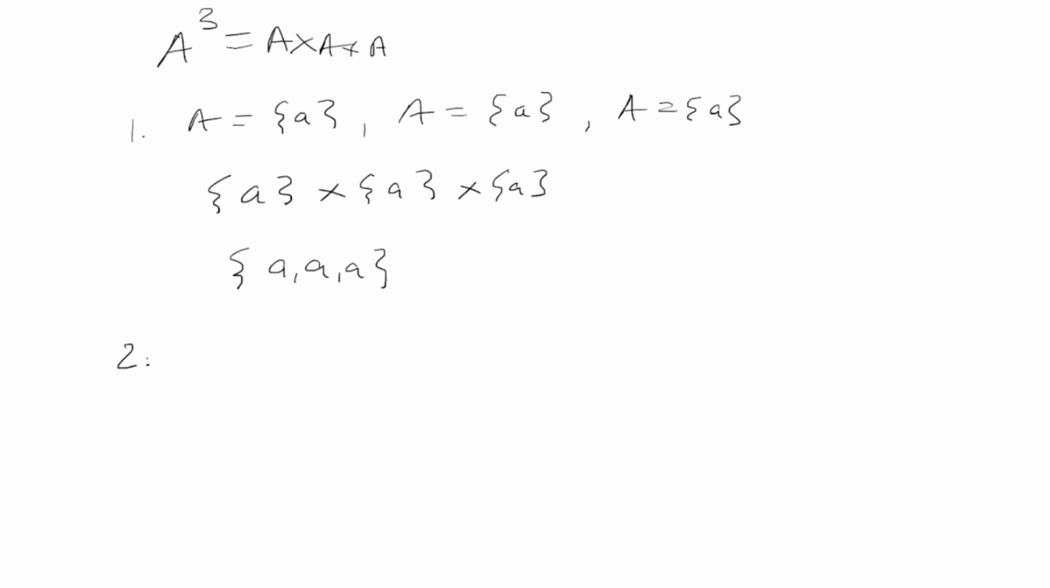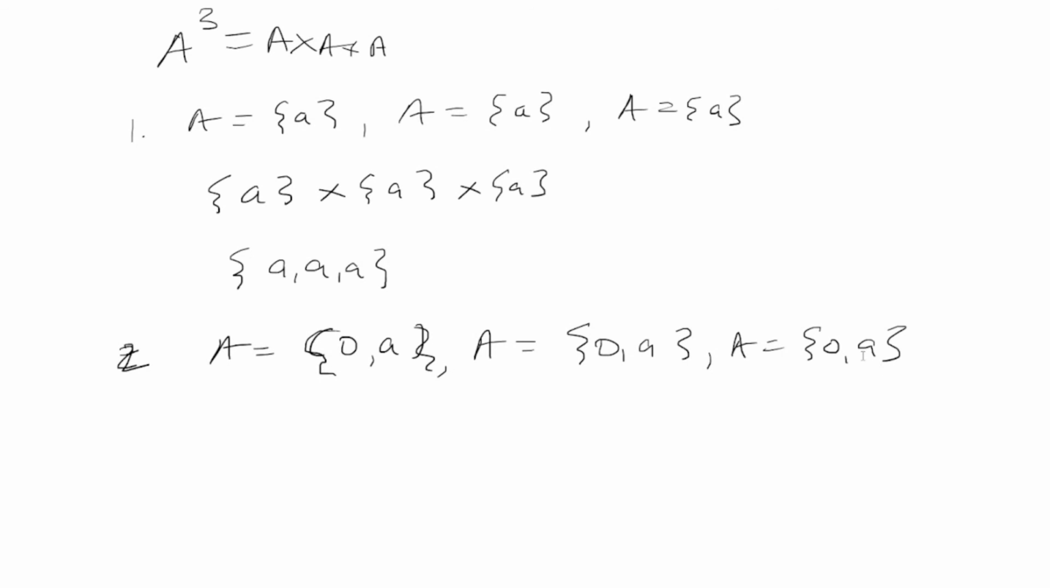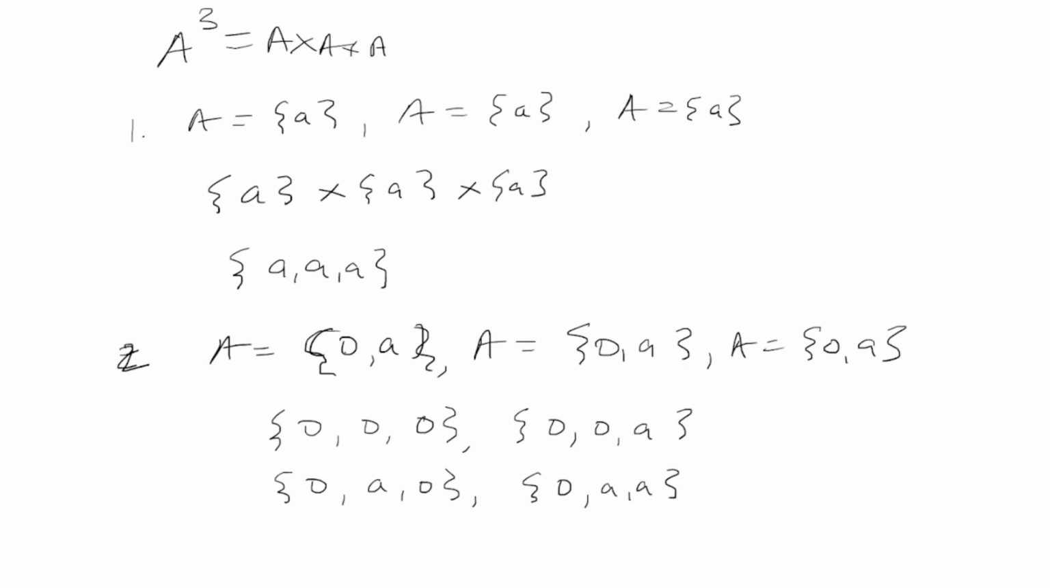And now if we have A as the set containing 0 and a, well, I'm just going to write this out 2 more times. We know that's going to be 2 times 2 times 2, which is 8. So let's fix the first element here. It's going to be 0, 0, 0. So it's all the first. And then 0, 0, a. And then 0, a, 0. And then 0, a, a. So now this 0 is finished.